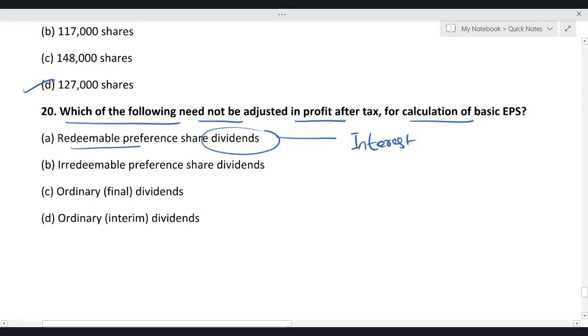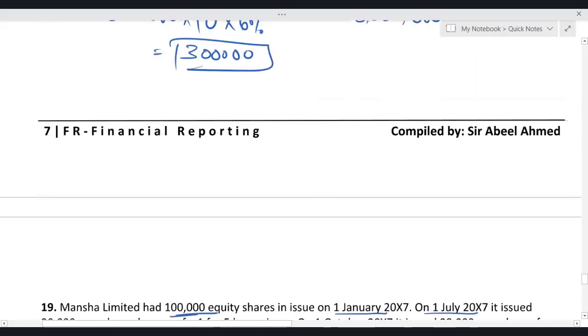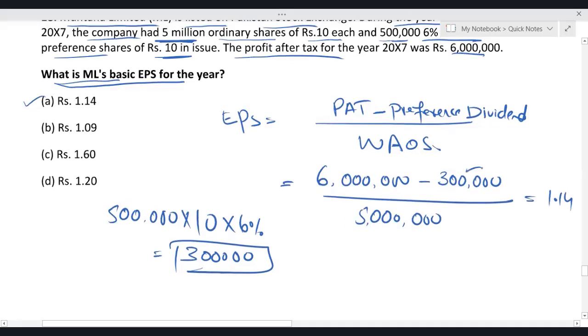Why? Because redeemable preference shares are loans. And we have already discussed that on loan, we don't pay dividend. On loan, actually, we pay interest. Now listen. Can I say interest is already adjusted in your profit? So there's no need for further adjustment. The second is irredeemable preference share dividend. Yes, while calculating EPS, you have to adjust the dividend of irredeemable preference shares like we did in the previous question. This one. We deducted dividend on irredeemable preference shares.